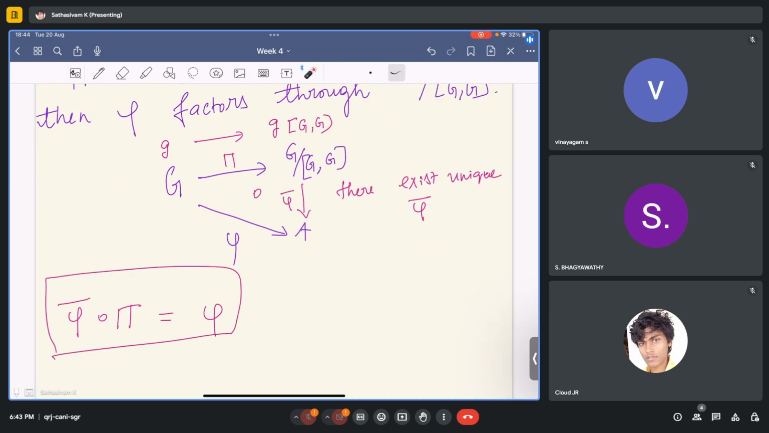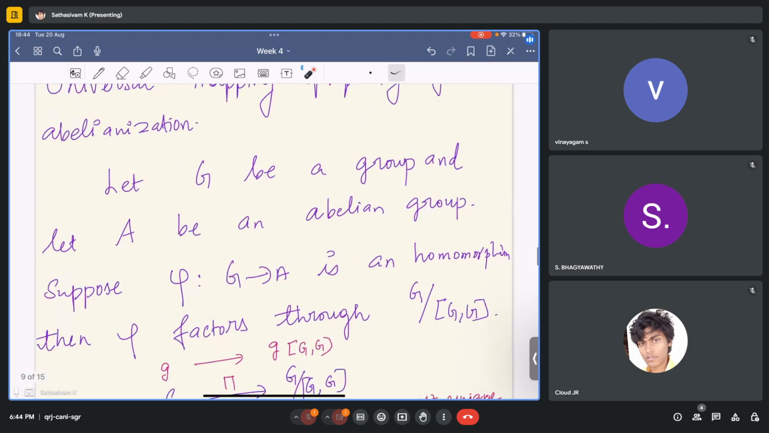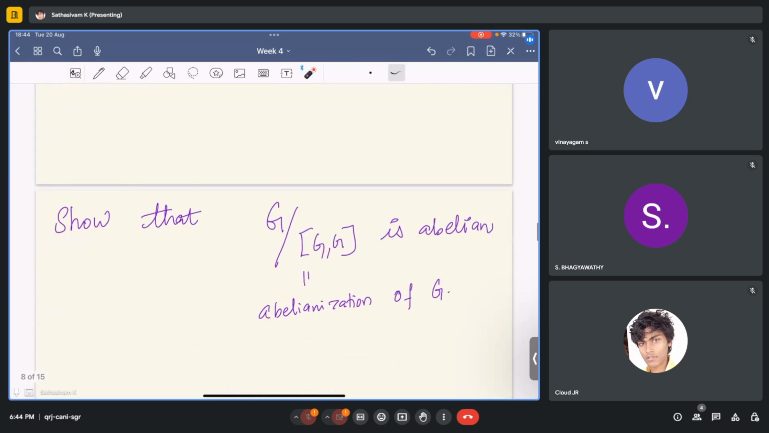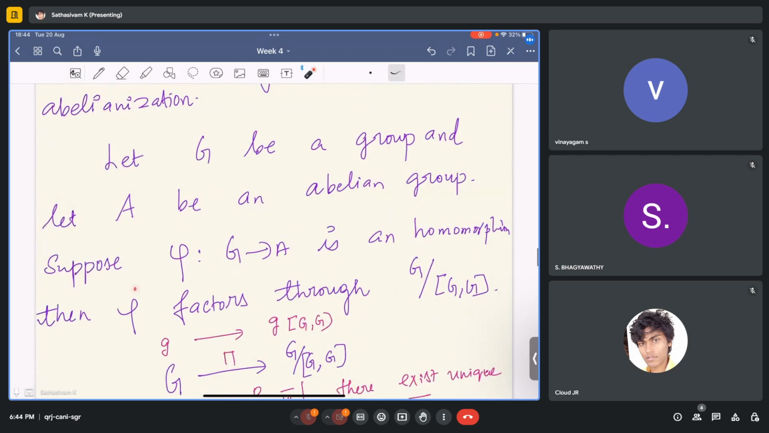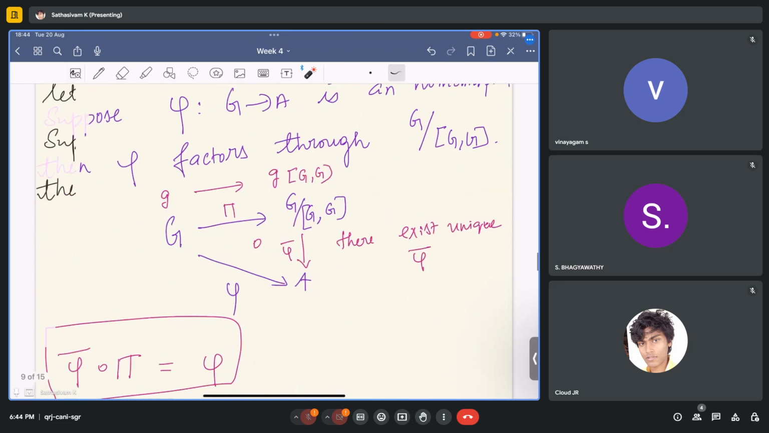So what is the use of this? The use is the following. If there's a homomorphism from G to A, you can just see it as a homomorphism from the abelianization to A. Okay. So that is the advantage of doing this. In order to do that, you have to prove that this is an abelian group, and then you have to go here. But probably I will skip it here.